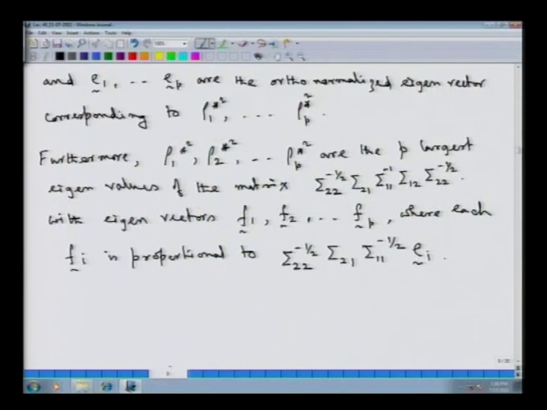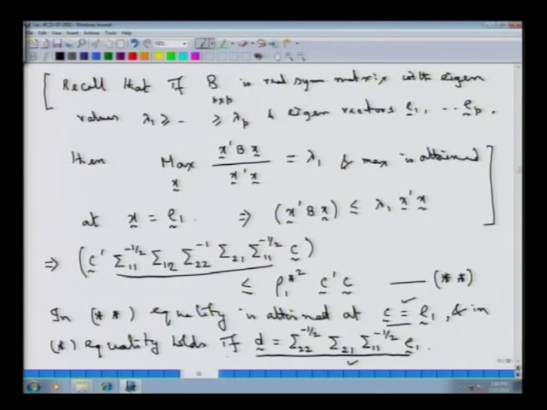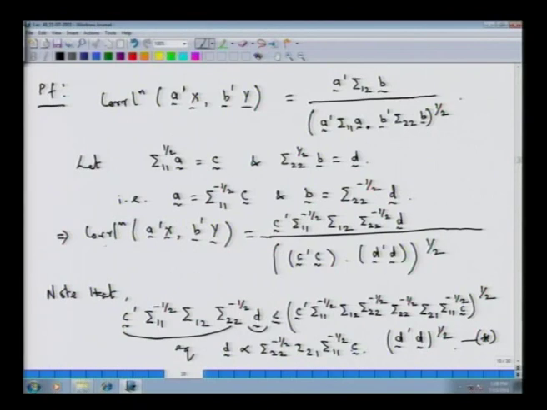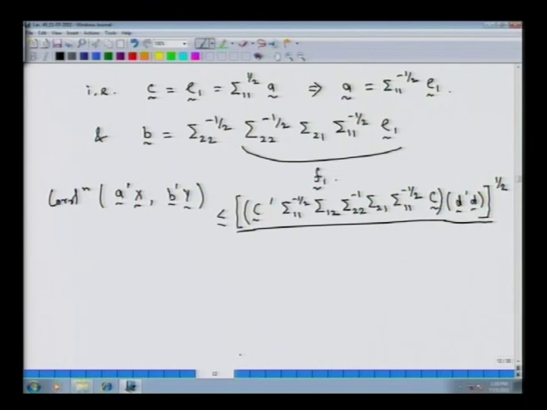What we are doing is looking at this expression, that the correlation between A prime x and B prime y is equal to this. So, if we put the upper bound on this numerator term here, we will have the correlation coefficient between A prime x and B prime y less than or equal to this to the power half, divided by C prime C times d prime d to the power half. So, what we have is this less than or equal to this divided by C prime C multiplied by d prime d, whole raised to the power half.